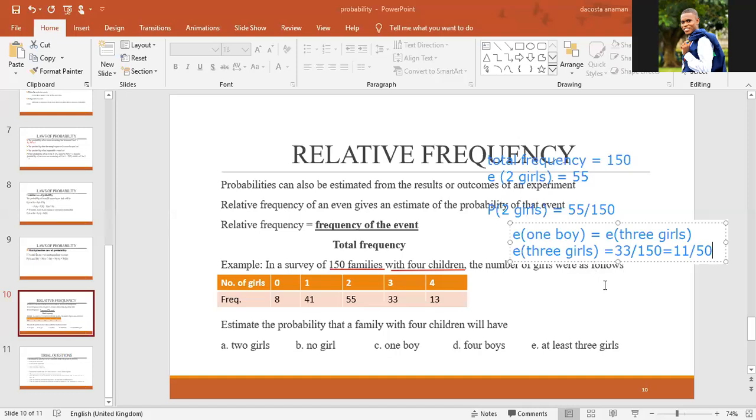Now the next one is the probability that a family with 4 children will have 4 boys. If the family will have 4 boys, what's the probability that the family will have 4 boys?